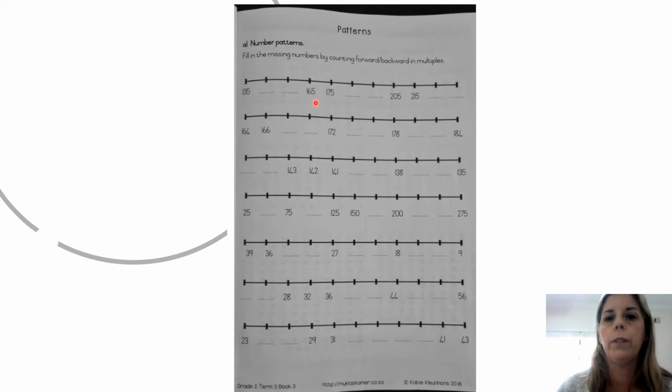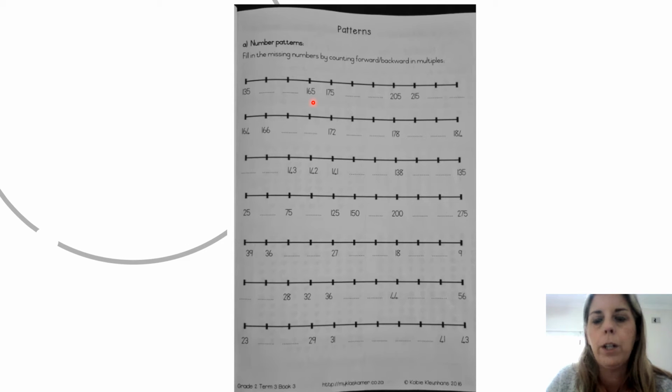What is the rule for this pattern? How much more is 175 from 165? Did I add or did I subtract? Well, if it's more, that means I added. How much more? If the tens number has changed, but the ones number is the same, and the ones number is 5 and 5 in both of them, the tens number is 6 here and 7 there, so it's up by 10. That means I'm counting in tens.